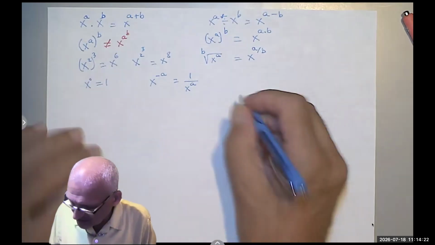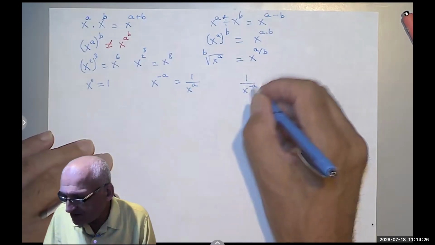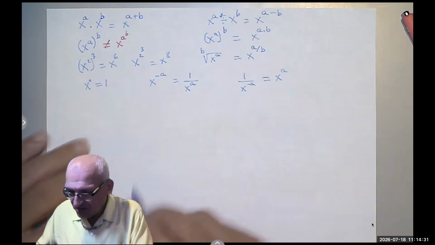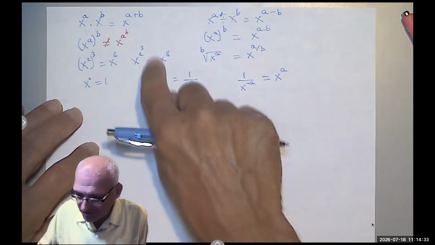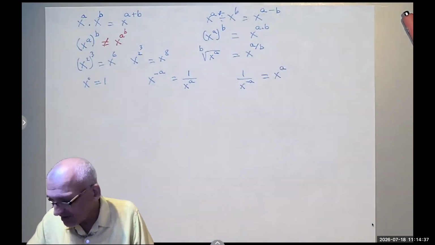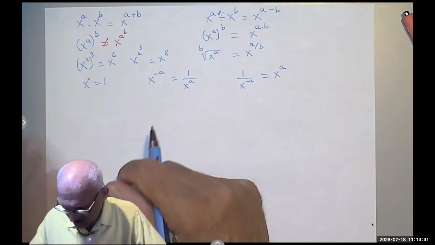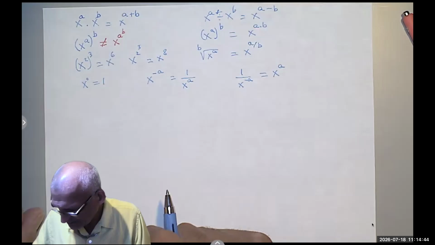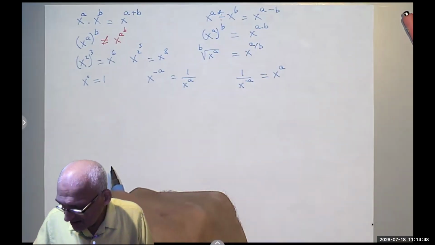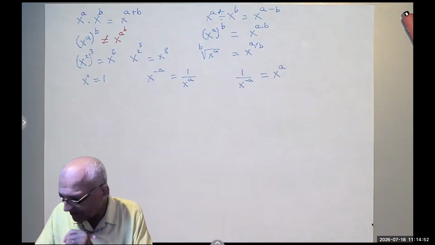And vice versa. If I have 1 over x to the negative a, that becomes x to the positive a. So I can move the exponent from numerator to denominator and vice versa by simply changing the sign of the exponent. Is there anything else worth mentioning here? I don't think so. If we remember something along the way, we'll jot it down. Of course, x to the 1 first power is x, but that's not worth writing.